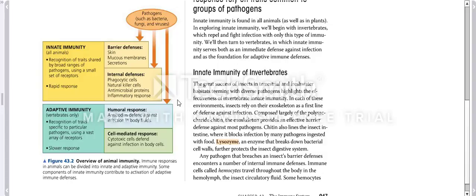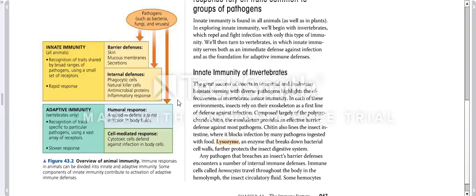Now, moving on to features of innate immunity, which is what this section is really about. It's found in all animals and plants, and the book begins to talk about invertebrates especially because innate immunity is the only type of immunity that invertebrates have. They don't have adaptive immunity.